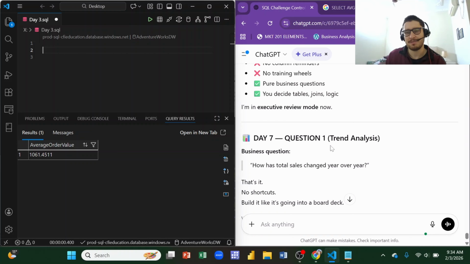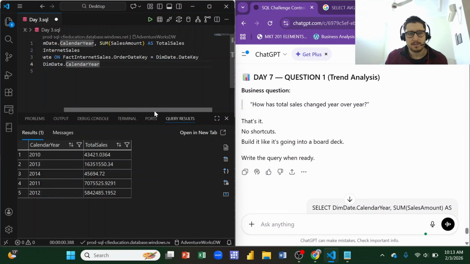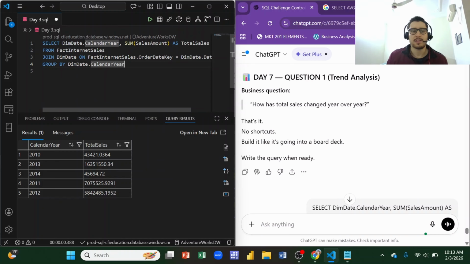Day 1, Question 1: trend analysis. Friends, after a long and deliberate brainstorming and some active research around the web, I came up with this query to solve question 1, which was how has the total sales changed year over year. I have used the typical syntax to calculate the calendar year and the total sales for each calendar year.